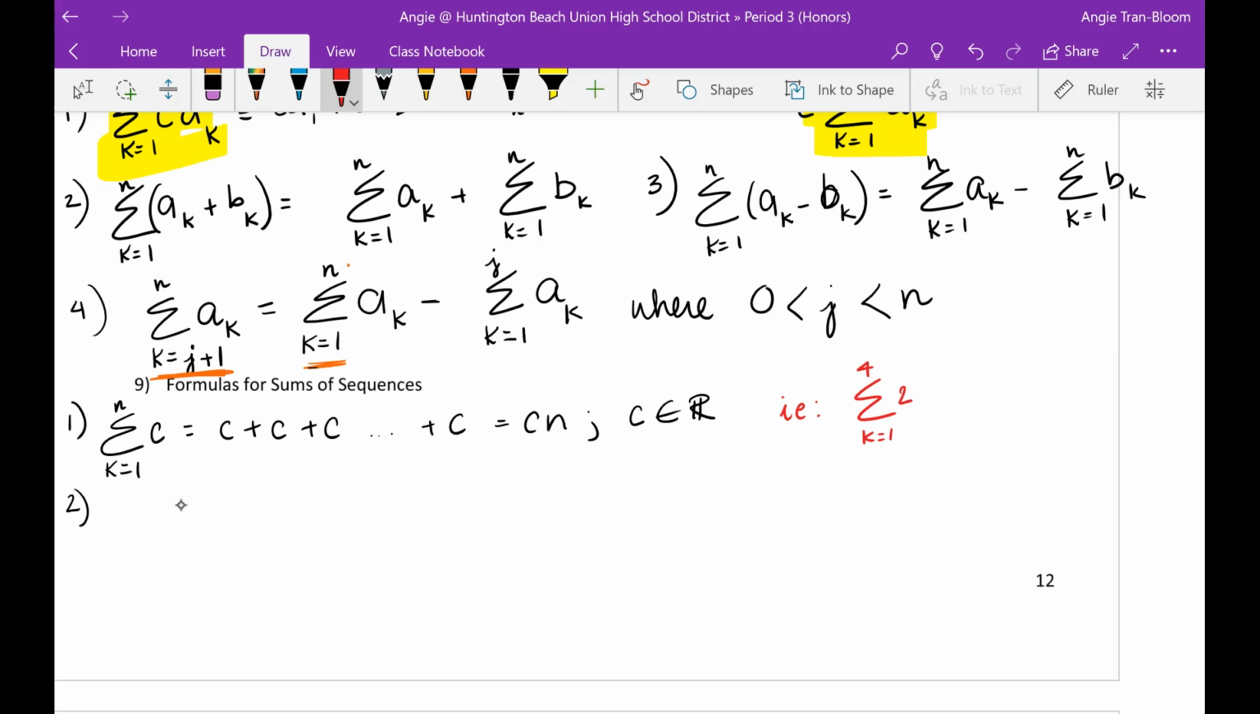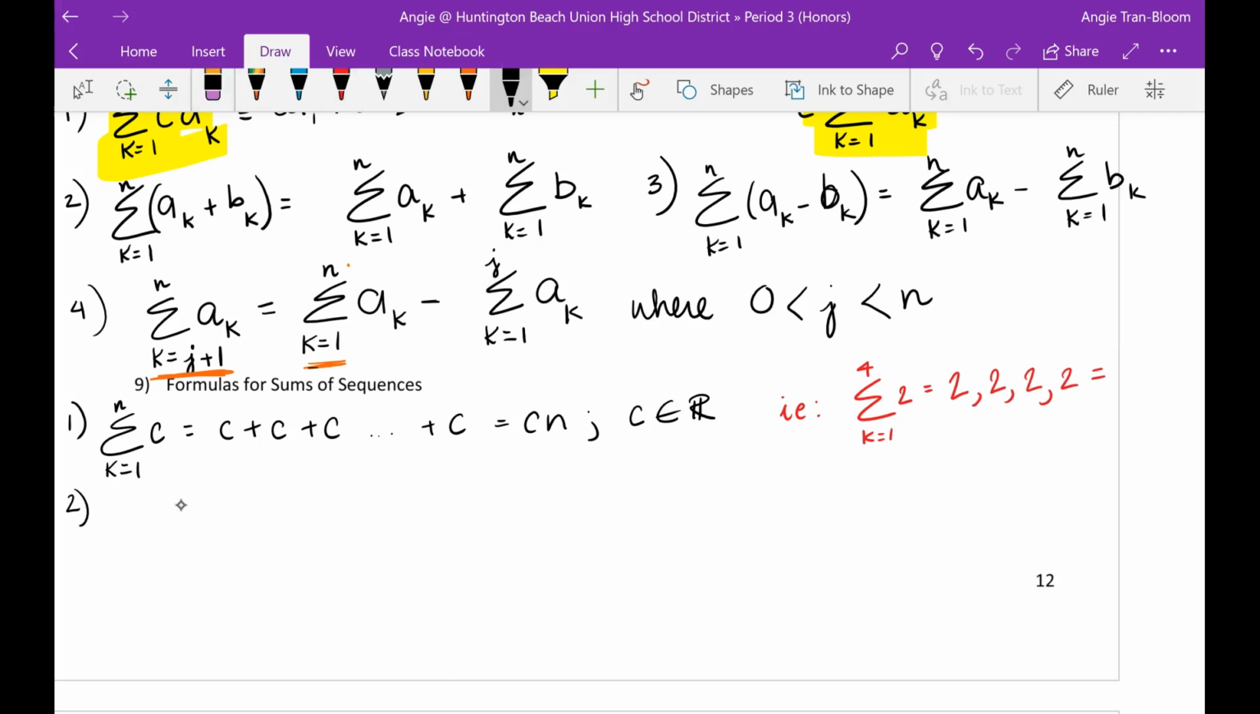So what do I do with that? What does that mean? This means when k is 1, my first term, it doesn't really matter because I just have 2. The next term, when k is 2, I just have 2. The next one, I have 2. And the next one, I have 2. Well, the summation, I have 4 terms because it ends at 4.